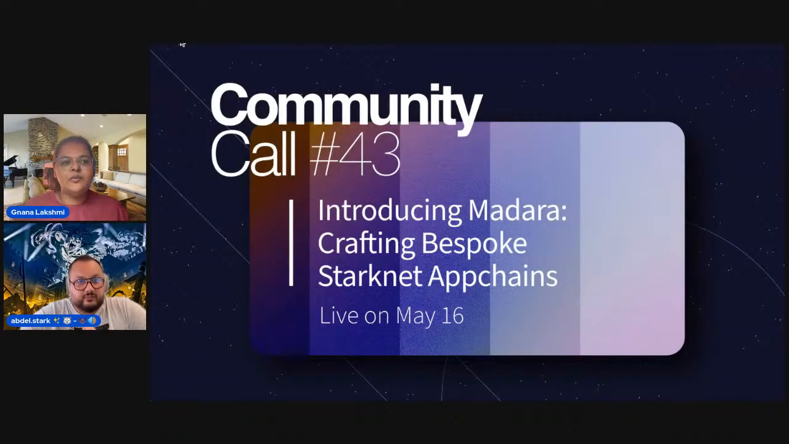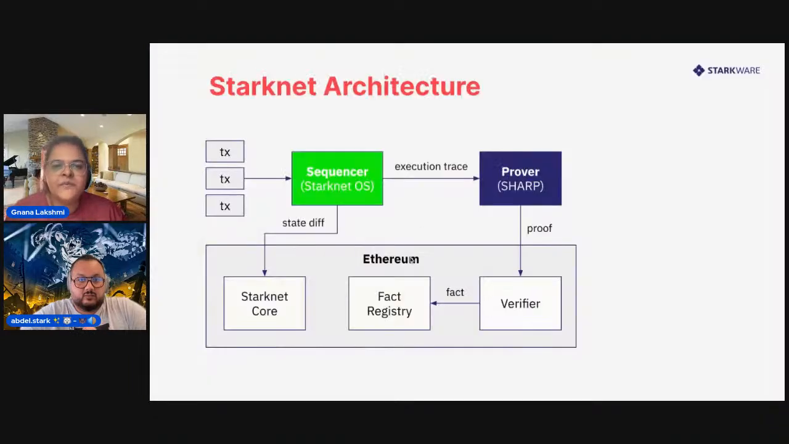So, as I said, welcome to community call number 43. Today, we are going to be introducing the project Madara, crafting bespoke Starknet app chains. And just to give a quick context as to what the Starknet architecture is like, Starknet is a layer 2 validity rollup solution, which uses the underlying mathematics of zero knowledge proofs. And the specific algorithm that Starknet is built on is called Stark proofs.